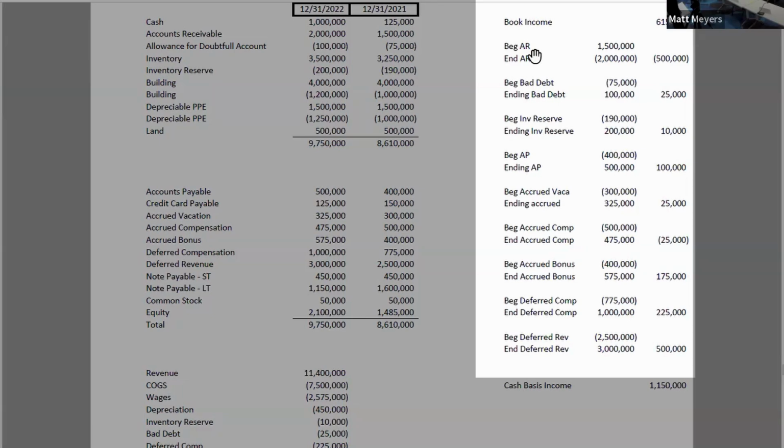AP, Matt, can you articulate the reverse for the AP if I pay all my AP within the first 30 days? So at the beginning of the year, you had 400,000 in AP. So you're going to take that out of your book income, because you actually paid it during that year. And then for the current year, you have 500,000 on the balance sheet, but you haven't paid that, so you have to add it back to your book income, and then the net of the two gives you your M1.